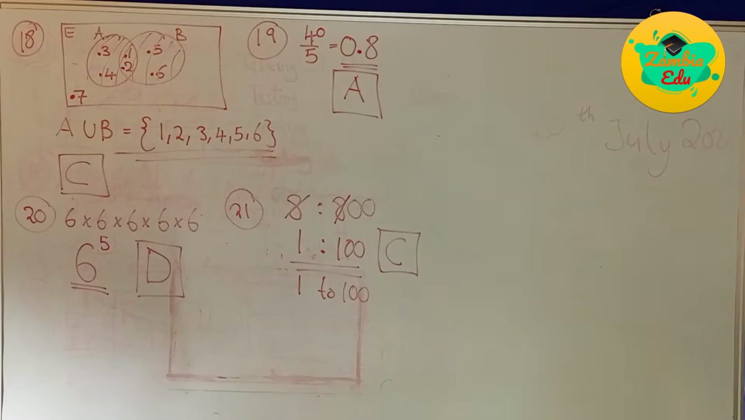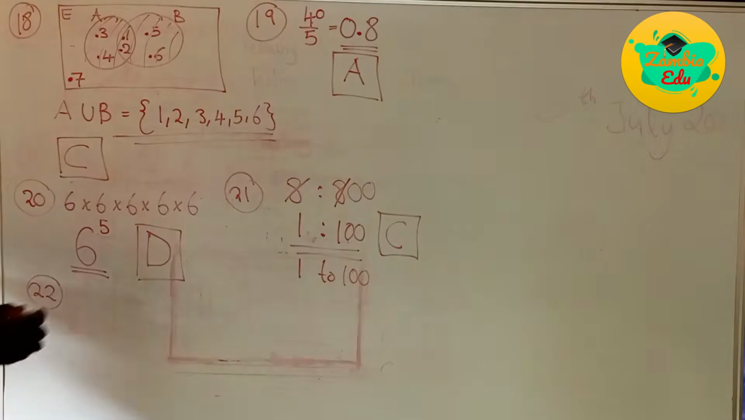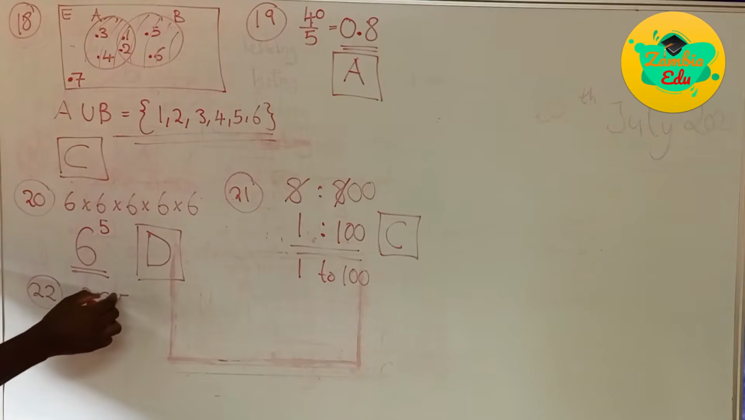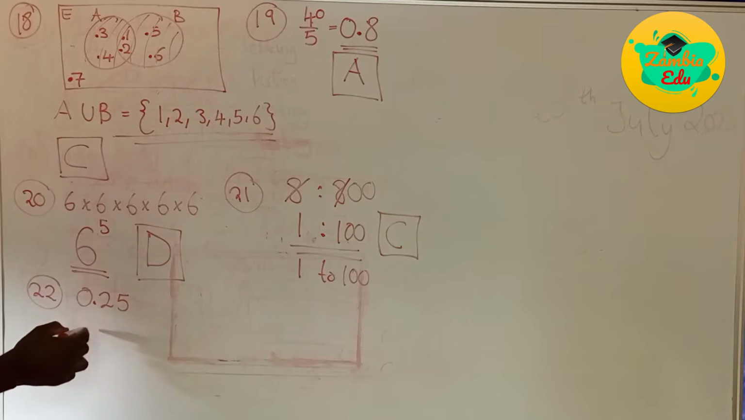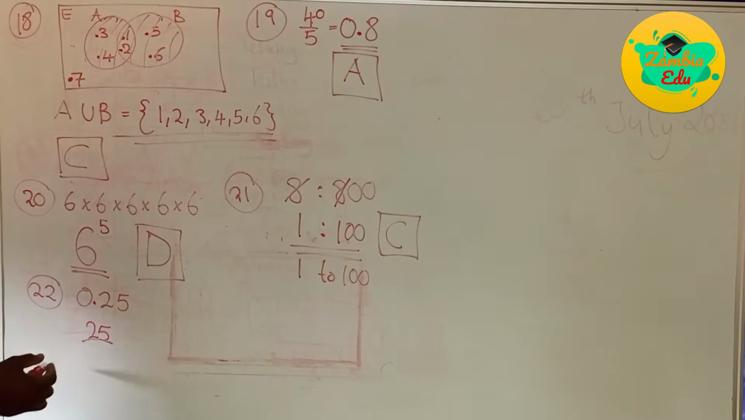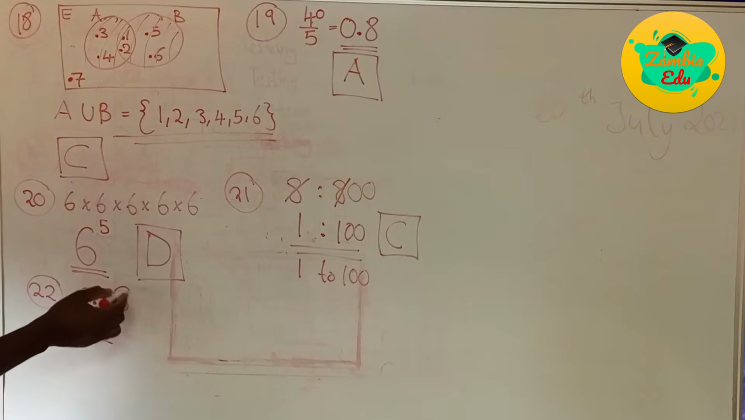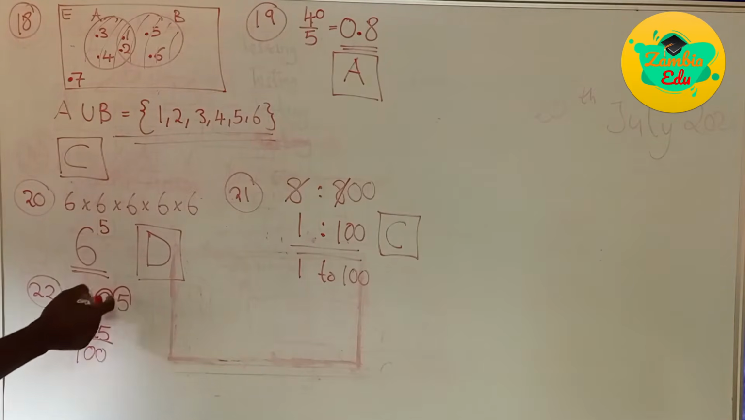We go to question 22. Question 22 says convert 0.25 as a percentage. To convert this into a percentage, we simply put the 25 there, forget the 0 and the point, and say over 1, then how many decimal places are there? We have 1, 2. So it should be 1 then 2 zeros, and these two zeros represent the two decimal places there.